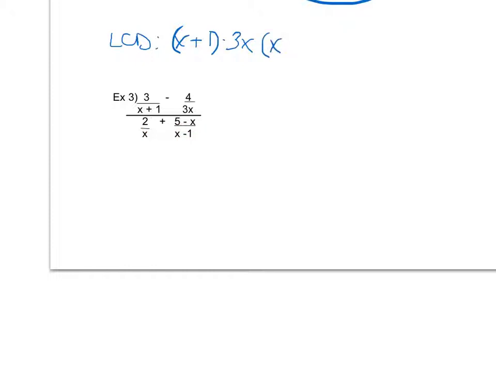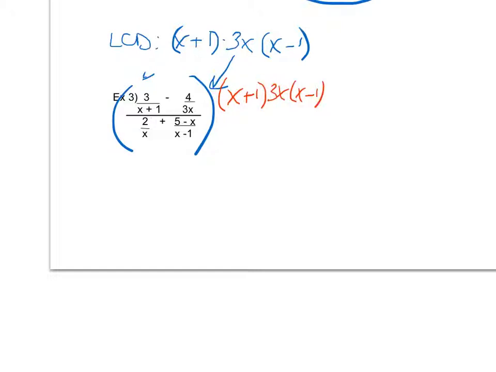I'm going to multiply this entire fraction by this least common denominator. When I do, it's going to distribute into the top. Well, actually, let me go ahead and write this instead of trying to pull from up here. Alright, so I'll multiply this whole top by x plus 1, 3x, x minus 1, and I'll do the same thing to the whole bottom. And it will distribute in to both terms on top as well as to both terms on the bottom.